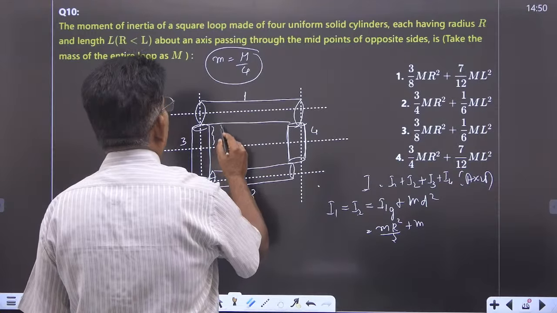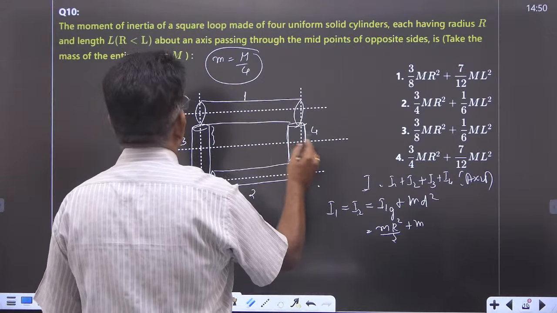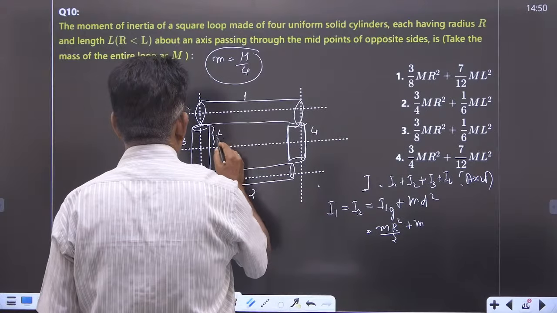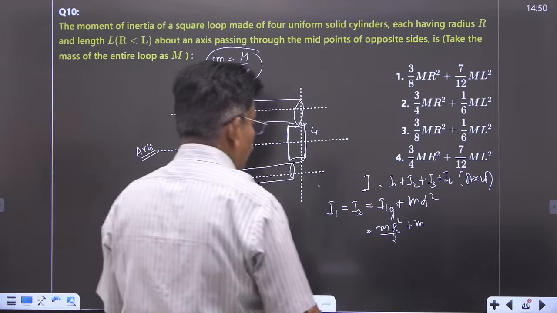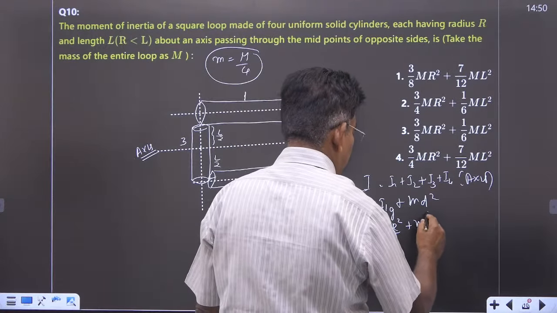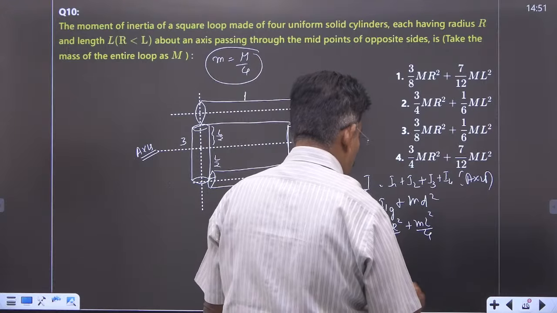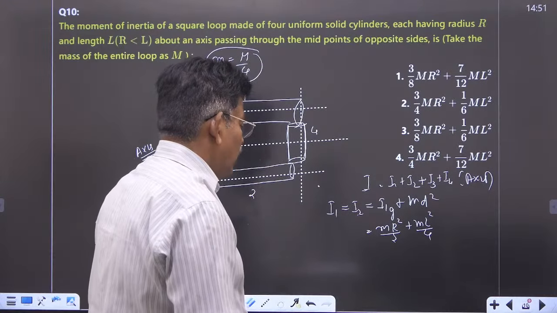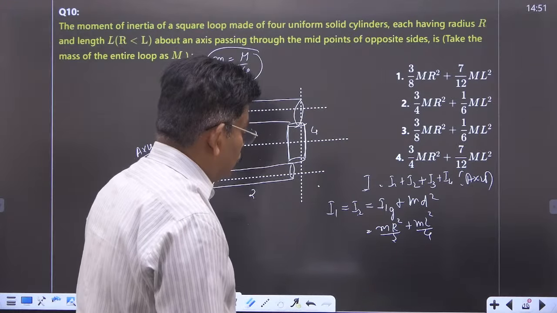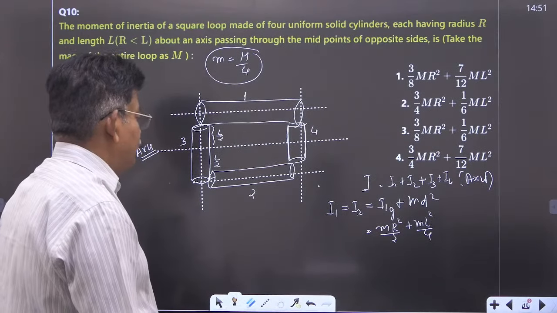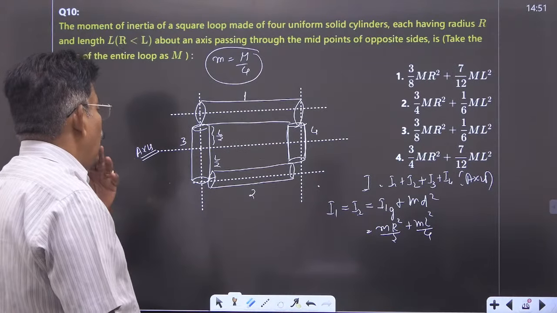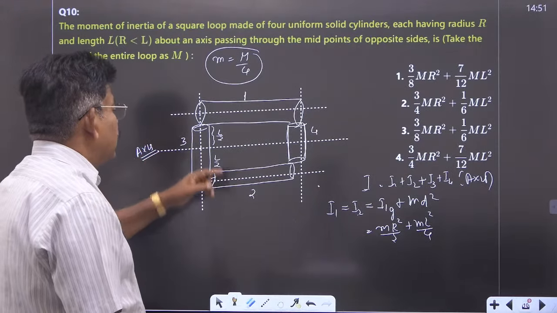The total length of each rod is L. This is L by 2, this is L by 2. Correct? So this will be M L squared by 4. Correct? So M R squared by 2 plus M L squared by 4. Let it be there. I got both I1 and I2. Correct? Now, what about I3 and I4?